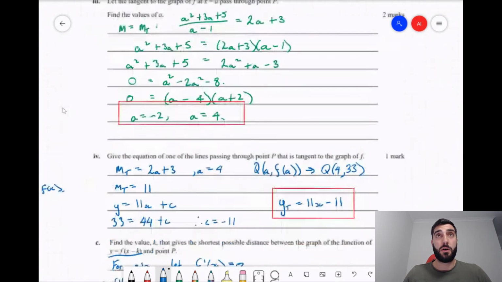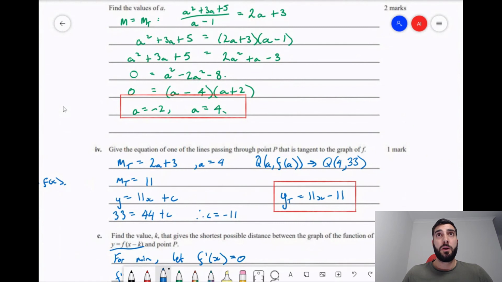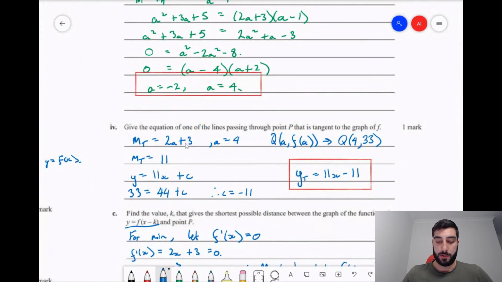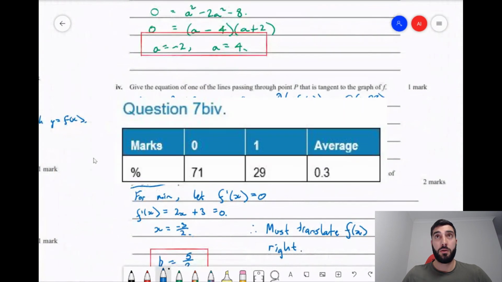B(iii). The most common error was students assuming that their value of a was the gradient of the line instead of substituting it into the equation. They thought a was the gradient, but no. As we saw in the previous part, that's the components, and then we need to substitute a equals 4 into that. This here is the gradient of the tangent. Only 30% got to that point.